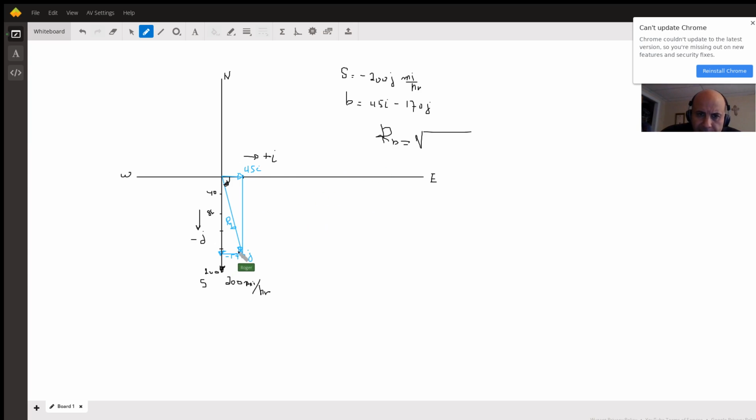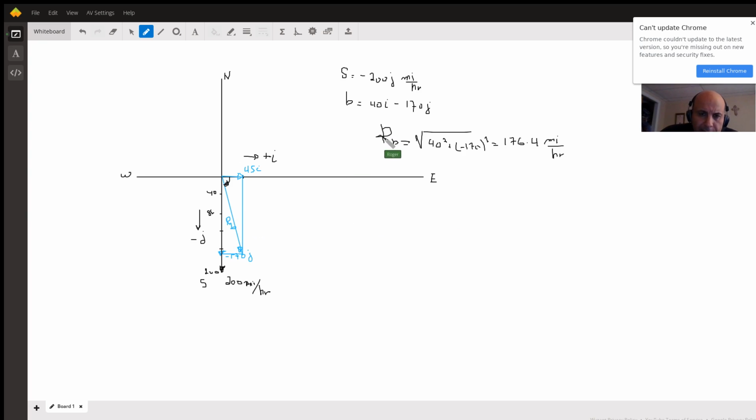First, we need to find the magnitude of rb. The magnitude of rb is the square root of 40 squared plus minus 170 squared. Correct this, this is actually 45. That will give you 176.4. Miles per hour, right? That's the velocity vector rb after the wind hits the plane.